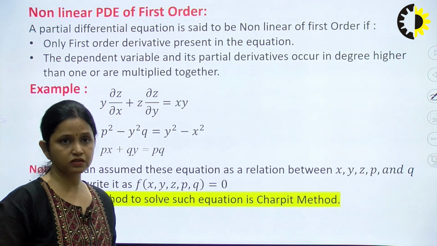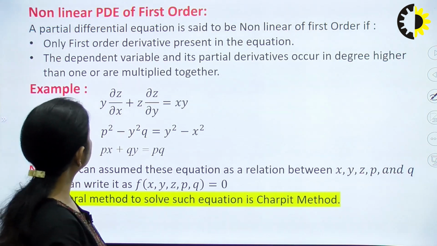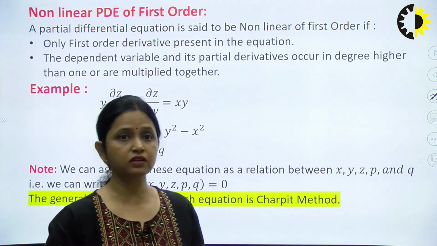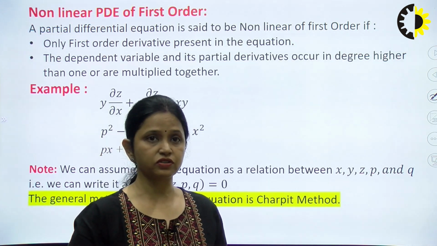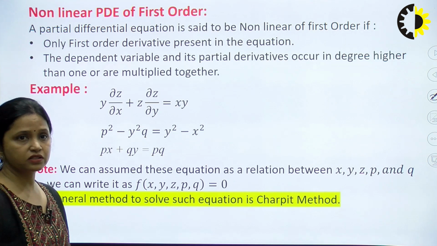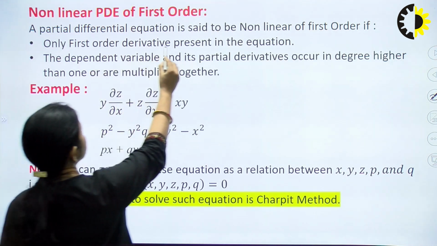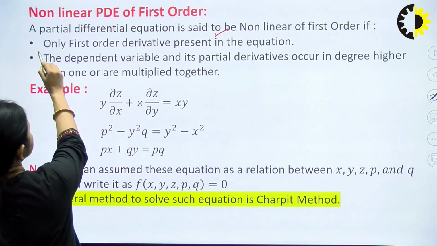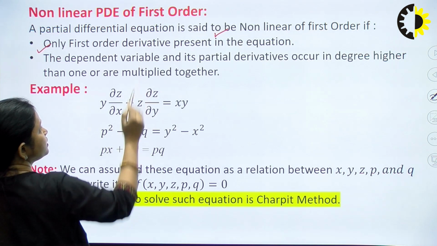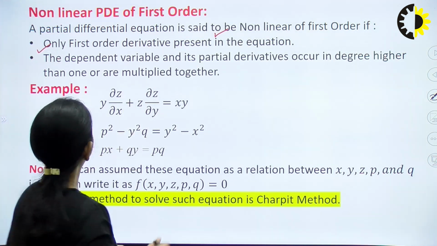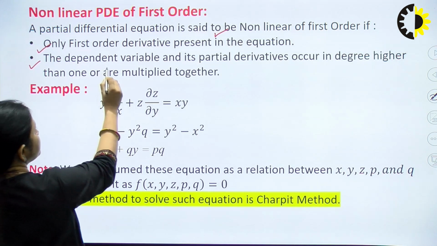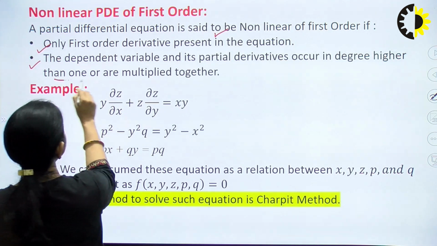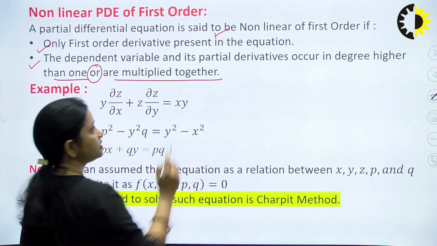Now, today we will discuss a very particular partial differential equation, and it is known as non-linear partial differential equation of first order. So let us see what it is. A partial differential equation is said to be non-linear of first order if, first condition, only first order derivatives are present in the equation. Second condition, the dependent variable and its partial derivatives occur in degree higher than 1 or are multiplied together.